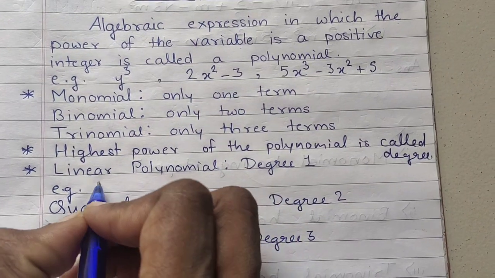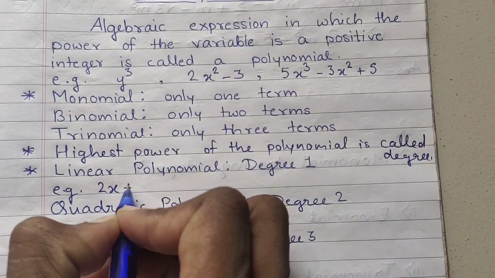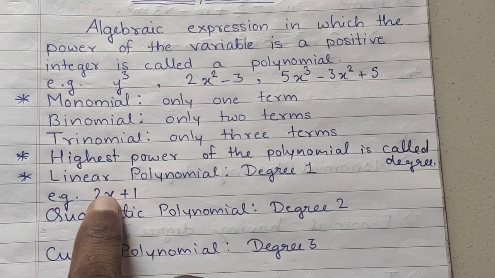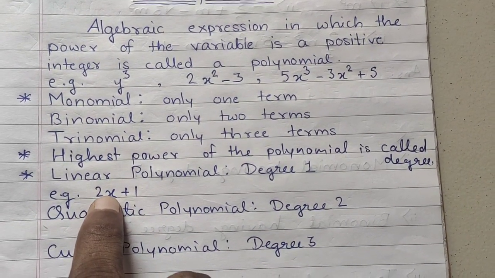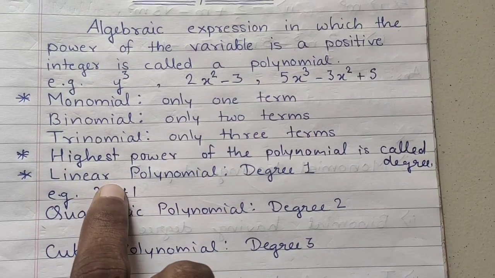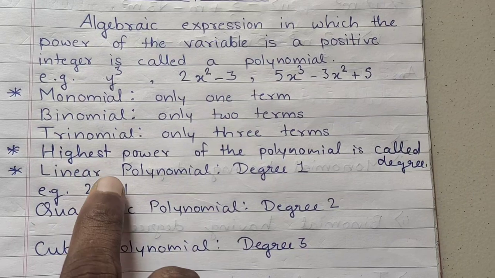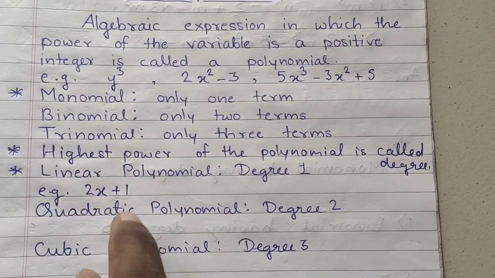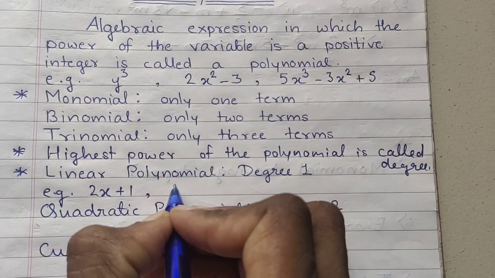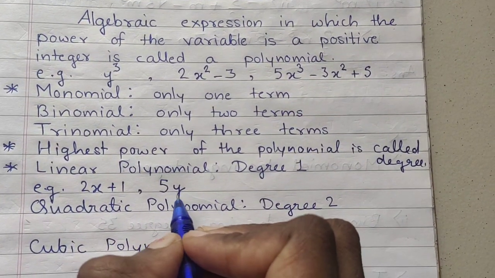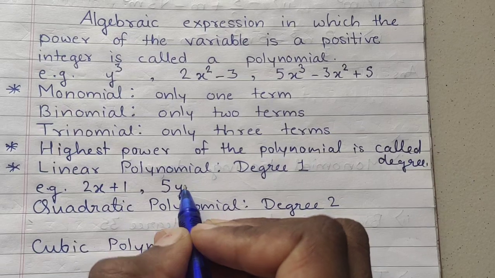Linear polynomial. Let me take this example, 2x plus 1. This is linear because the power of x is 1. Remember, whenever the variable's power is not written, that means the power is obviously 1. So in this case, the power of x is 1. So this is linear. One more example I am taking, 5y. In this case your variable is y and the power of the variable is 1.